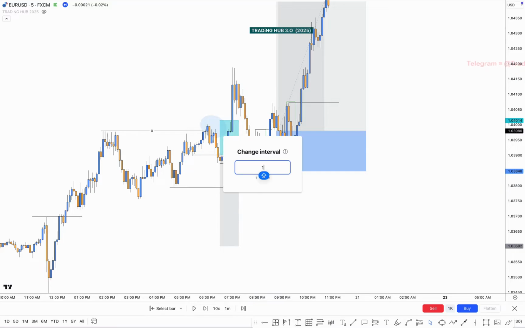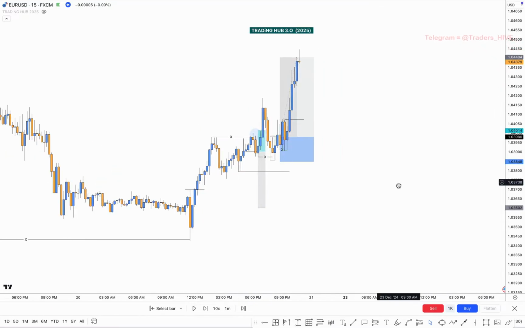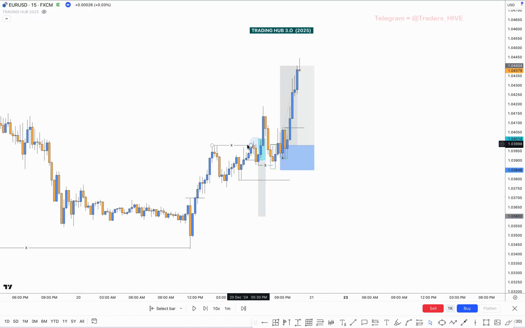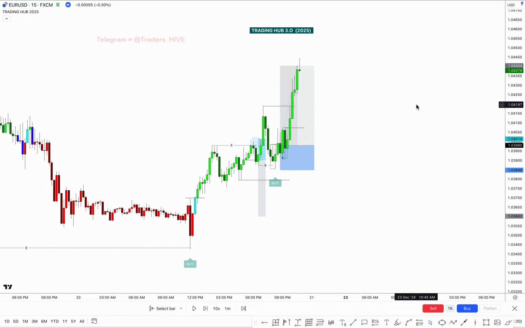Let me show you here in a 15-minute time frame again. In a 15-minute time frame, we can see the first one just swept here and the next one just swept here. If I enable the trading hub indicator here, we can see the market creates a bullish signal, but at which point does the market create it? At the close of the candle. So this one is a little bit late.